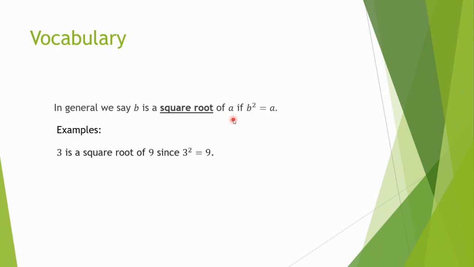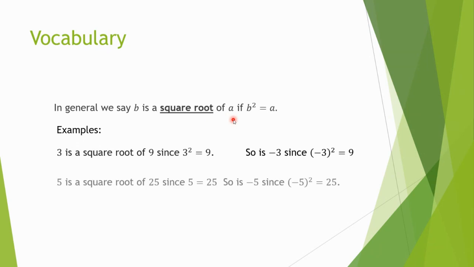But that's not the only square root of 9, right? We also know by our sign rules that -3 is also a square root of 9, because again, (-3) squared is 9. So it follows that 9 has 2 square roots, namely the number 3 and its negative, -3. Same thing with 25, right? 25 has 2 square roots. 5 is a square root of 25, because 5 squared, what is it?